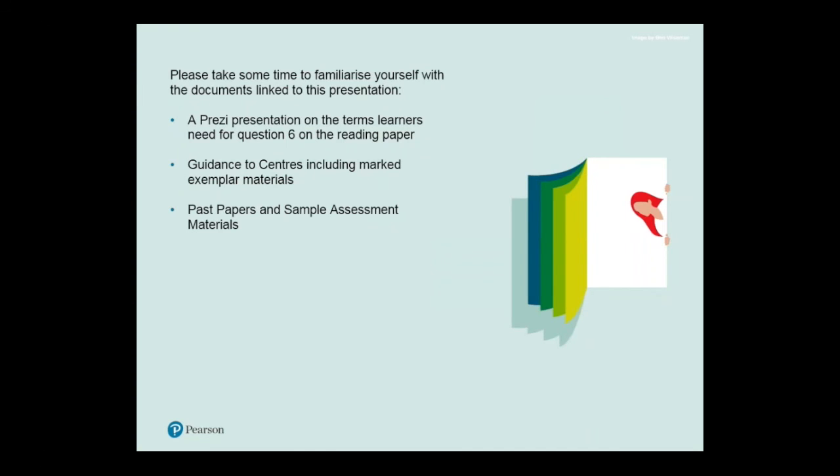Further reading. In addition to this presentation, there are also some other documents that Pearson have produced to help with your understanding of Level 2 reading. There is a Prezi presentation on the terms learners will need for question 6 of the reading paper. There is also a guidance to centres, which includes marked exemplar materials from the Chief Examiner. And finally, we have past papers and sample assessment materials on our website for you to use in class with your learners.